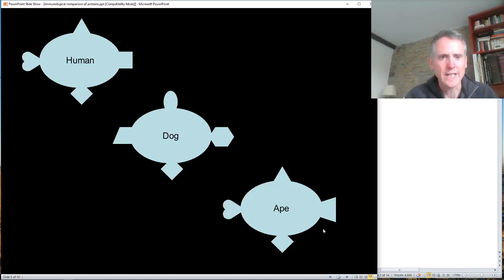And you can see that the shape of the human and the dog, they vary. However, they both have this diamond shape in common. Okay, whereas the ape has got quite a lot in common.